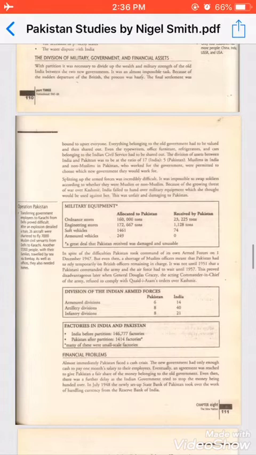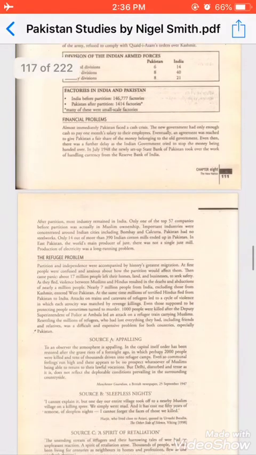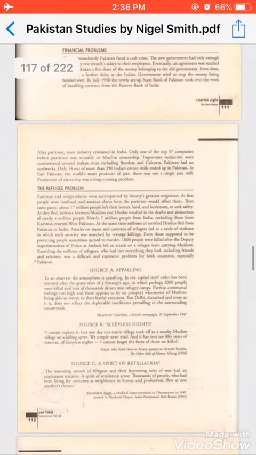Factories in India and Pakistan. Before the partition, India had 1,46,777 factories. Pakistan, after partition, had only 1,414 factories. Many of these were small-scale factories, and no major factory was given to Pakistan. Thus, problems started to arise.